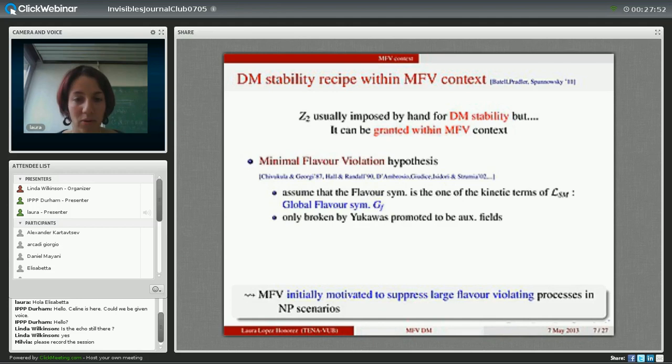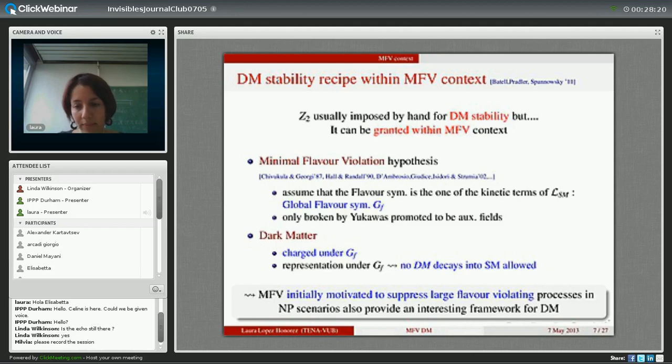The minimal flavor violation hypothesis was initially motivated to suppress large flavor violating processes in new physics scenarios. Typically, it assumes that the global flavor symmetry that appears in the kinetic term of the standard model Lagrangian is only broken by Yukawa matrices that are promoted to be auxiliary fields. And the idea of Batell and collaborators is to assume that dark matter is actually charged under the flavor symmetry group, and that you pick a representation of this symmetry group so that dark matter is not allowed to decay into standard model particles.